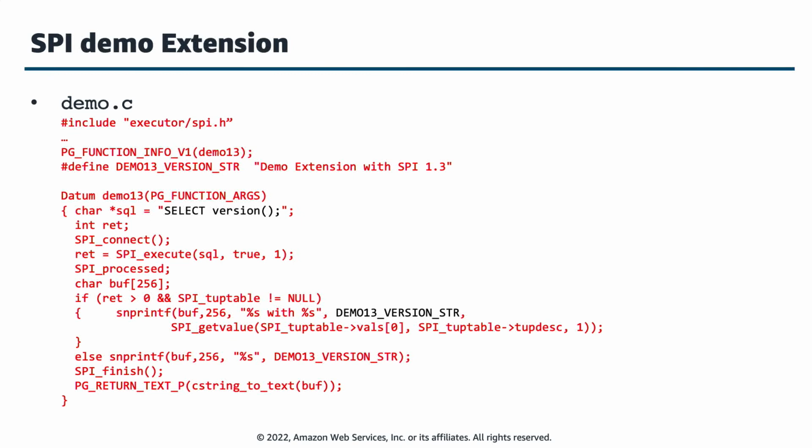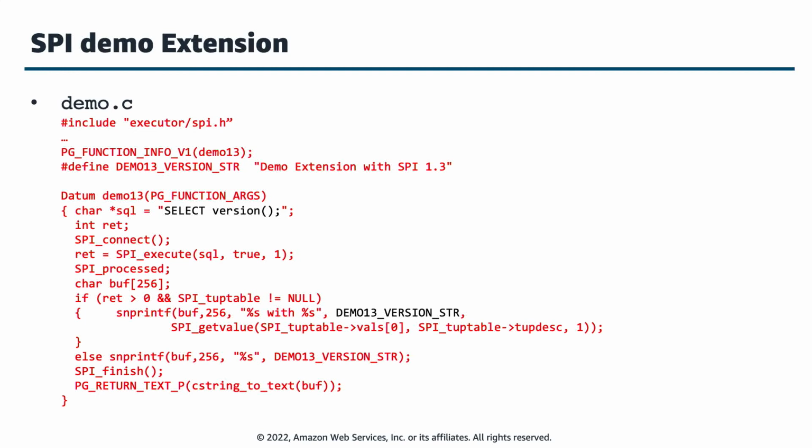Once you execute that query using SPI execute, you now have post-processing where you can use SPI processed. It gets everything into a value that you can then traverse for your result values. In this particular case, I'm setting up another buffer, taking the output, adding my demo string SPI 1.3, and concatenating it with the return value of the version function call.